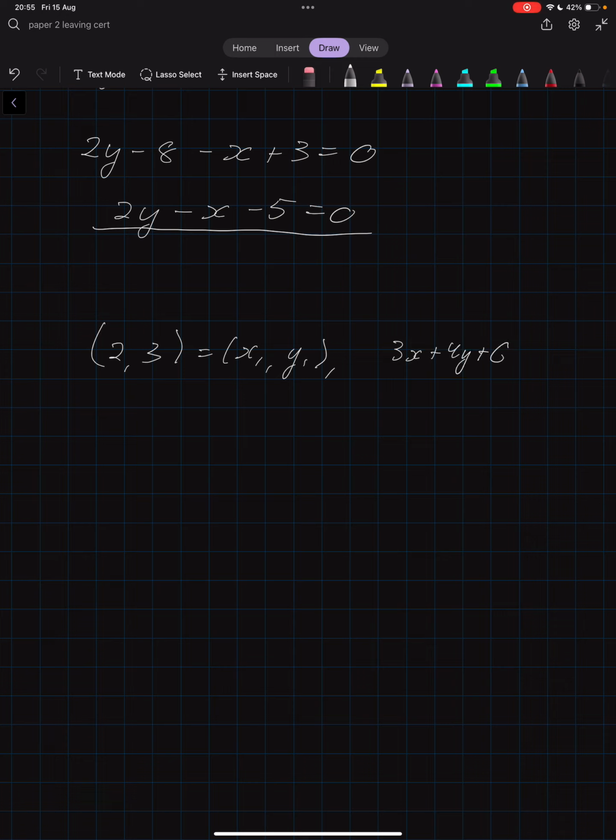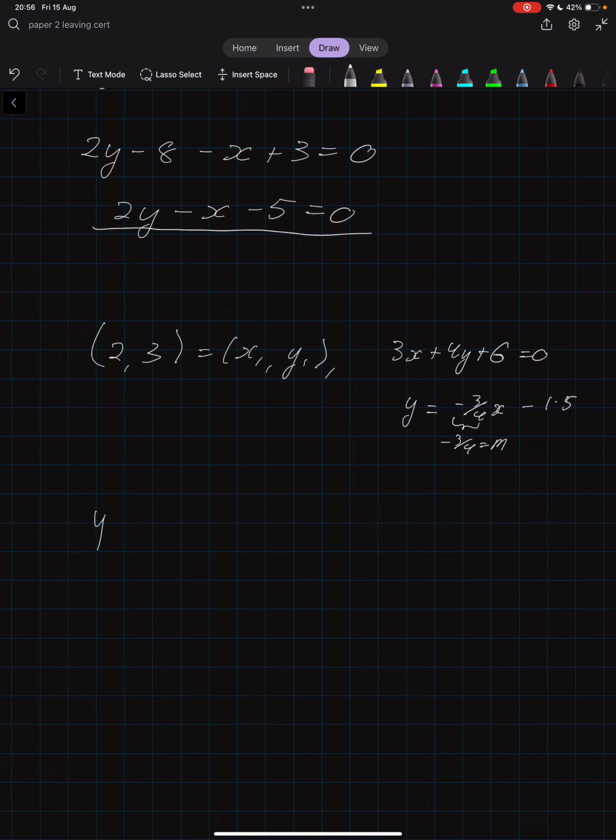So it's parallel, which means it has the same slope. Therefore, I want to know what the slope of this line is. So again, this is equal to y equals minus 3 over 4 x minus 1.5. So the slope is minus 3 over 4.